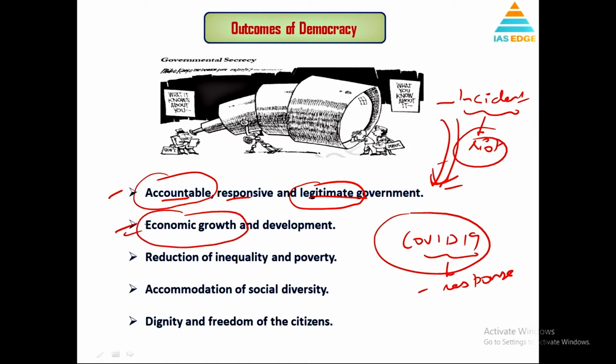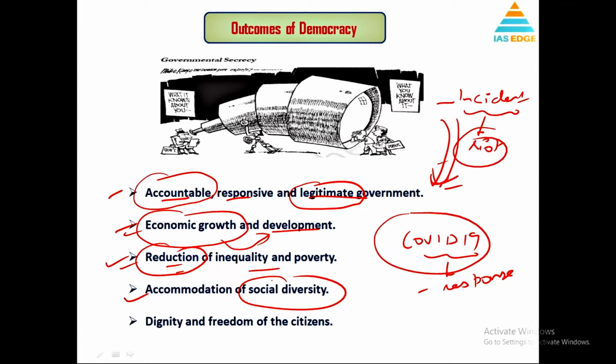What are you doing for students who are sitting at home and want to study, who want to give college examination? What about the aspirants of UPSC who've been preparing for the past 1 year and suddenly they are in limbo? They don't know when the exam will happen. So here we expect accountable, responsive government, and the government is legitimate because you have accepted the government. You have given your power to the government through your vote system. So that is the first thing, the accountability.